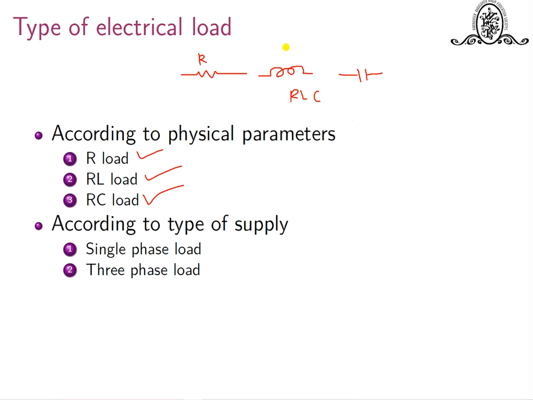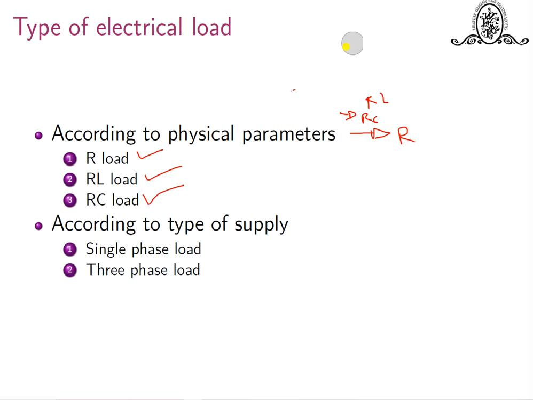But in an RLC load, if the inductive reactance XL is greater than XC, then obviously the nature of the load is more like RL. The XC component gets cancelled with the XL. Suppose XC is greater than XL, then the circuit nature will turn to RC. And suppose XL and XC are equal, then the nature of the circuit will be pure resistive. So there are only three possibilities in the load: R load, RL load, and RC load.